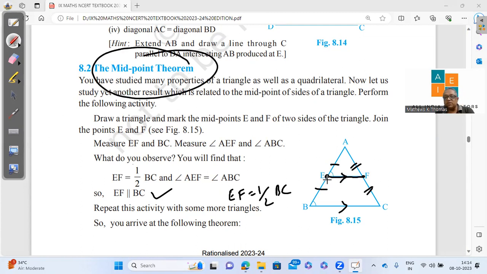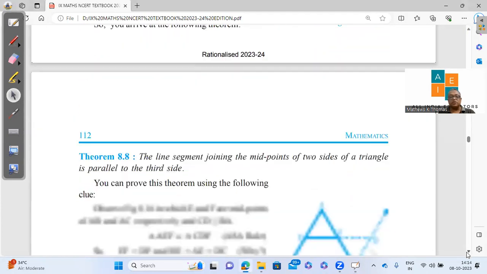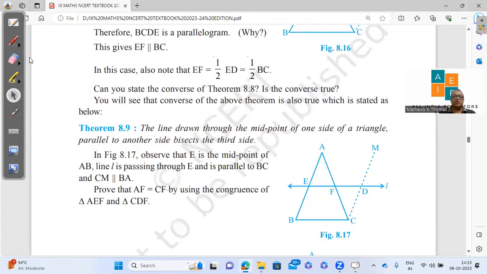So the midpoint theorem says that the line joining midpoints of any two sides of a triangle will be parallel and half of the third side. Then we also need to understand the converse of this, because this exercise is based on the midpoint theorem and the converse of the midpoint theorem. So what is the converse of the theorem? If I take the midpoint of one side of a triangle, and I draw a line parallel to the base or parallel to any other side, then it will intersect at the midpoint of the third side. So this is the explanation here.